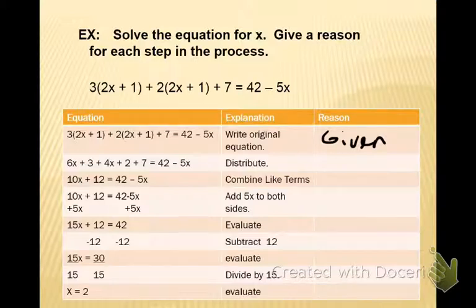Because our algebra skills are well honed, we know that once we get that equation, the first thing we want to do to solve it is distribute the 3 and distribute the 2. So we get 6x plus 3 plus 4x plus 2 plus 7 equals 42 minus 5x. And the reason we get to do that is because of the distributive property.